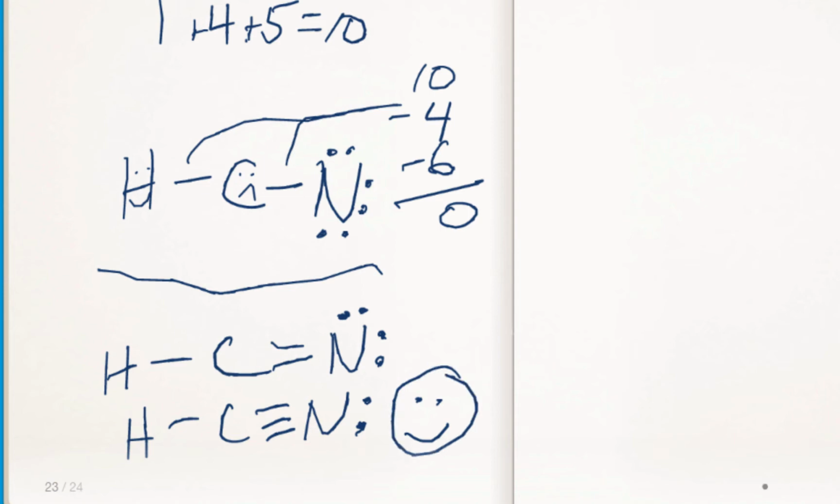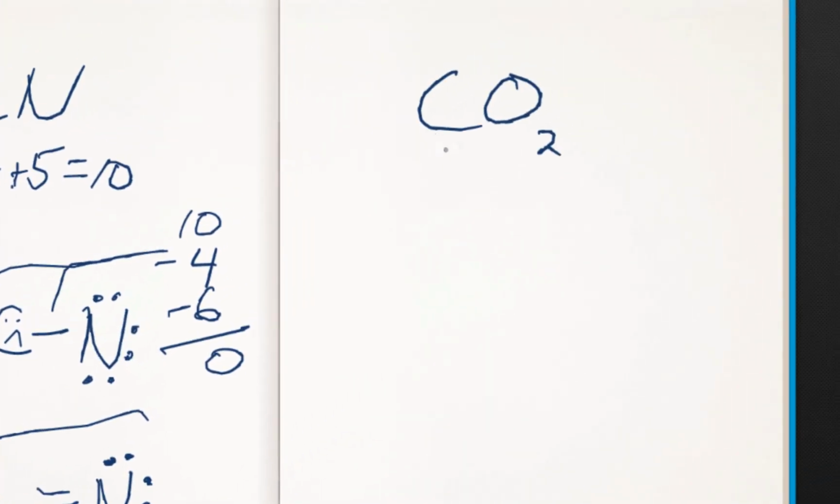We'll do one more. Carbon dioxide, that's a good one. So how many does carbon have? Carbon has 4. How many does oxygen have? Each oxygen has 6. That's a total of 12. Makes for a total of 16 electrons. Who goes in the middle? The least electronegative, that would be carbon. Who goes on the outside?